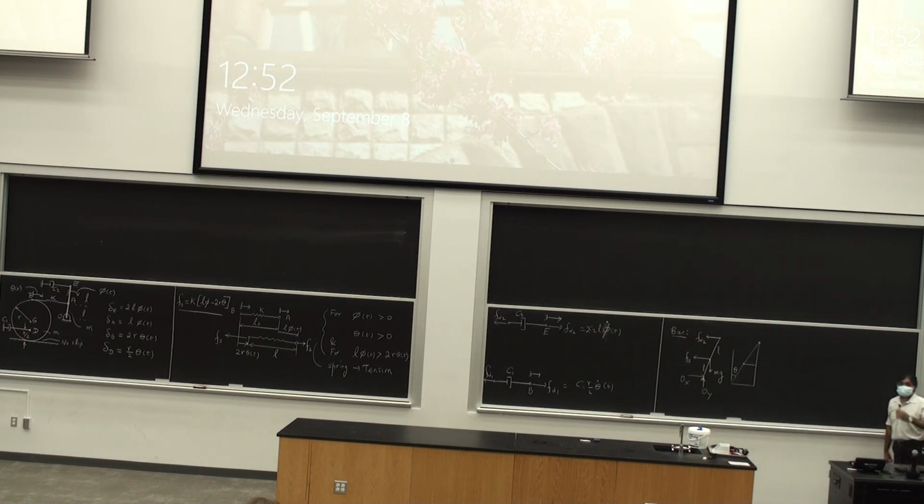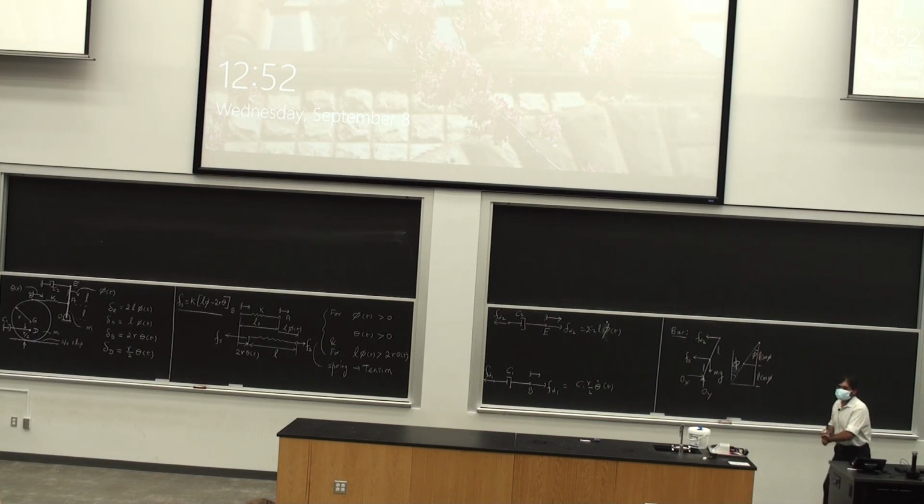Vertical position of the bar was the same, and from there is phi. This is phi of t, and then the distances that I have. So this is going to be phi, and L times cosine phi, L times cosine phi. For very small phi of t, cosine phi is approximately equal to 1.